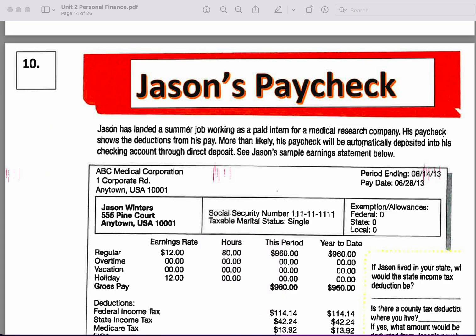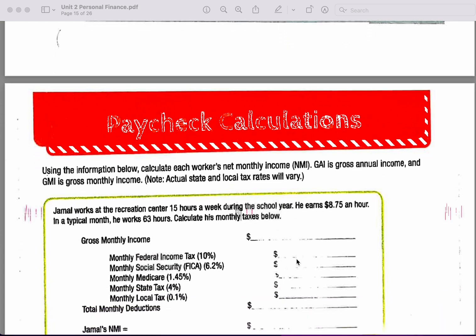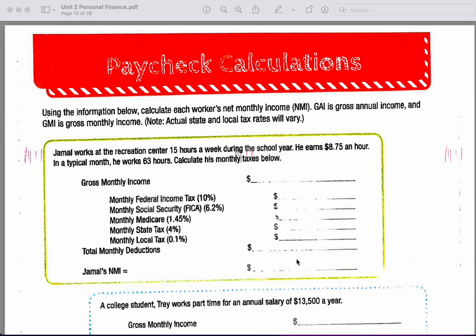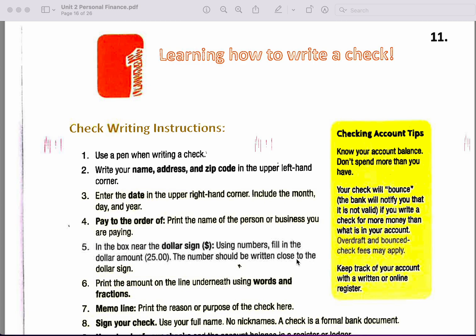So this is video 2, and first thing I want you to do is just take note that we're going to skip past Jason's paycheck here. We'll come back to that a little bit later. Then on this page that says paycheck calculations, I want you to cross that out. We are not doing this page. I must have left it in there from an earlier packet other years, but we're not going to do this page. So we're going to go right here on this page 11.